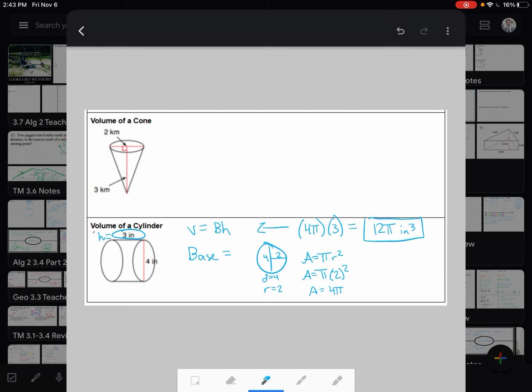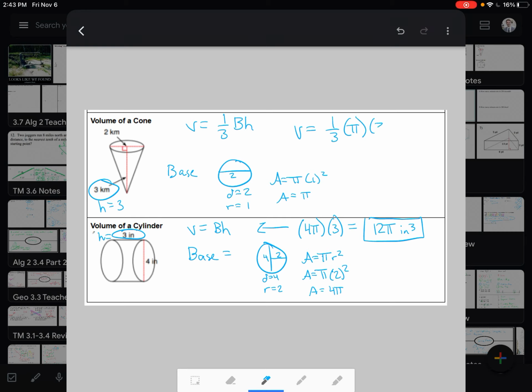All right, our last one is a cone. The volume of a cone, again similar to that pyramid actually, is going to be 1/3 area of the base times the height. So our base this time is going to be a circle with a diameter of 2 kilometers. So our radius is half of that, or 1. So our area of this is pi times 1 squared, or our area is actually just pi. And then we have our height here, how deep this cone is, 3 kilometers.